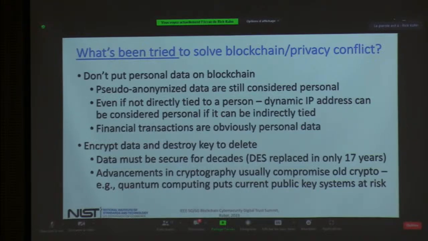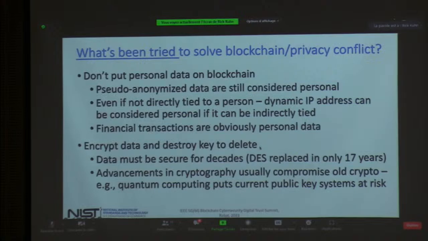Another approach recommended is to encrypt data and then destroy the key in order to make that data inaccessible. The problem there is that if we're dealing with privacy-sensitive data, then that means it has to be kept secure or private for decades or possibly forever. And the history of cryptography is that cryptography systems will tend to be weakened or broken over time. That's why the original Data Encryption Standard that NIST released had to be replaced in only 17 years. So if you were relying on something like that to keep data private, then 17 years from now, that data may become public. So that would be a problem.